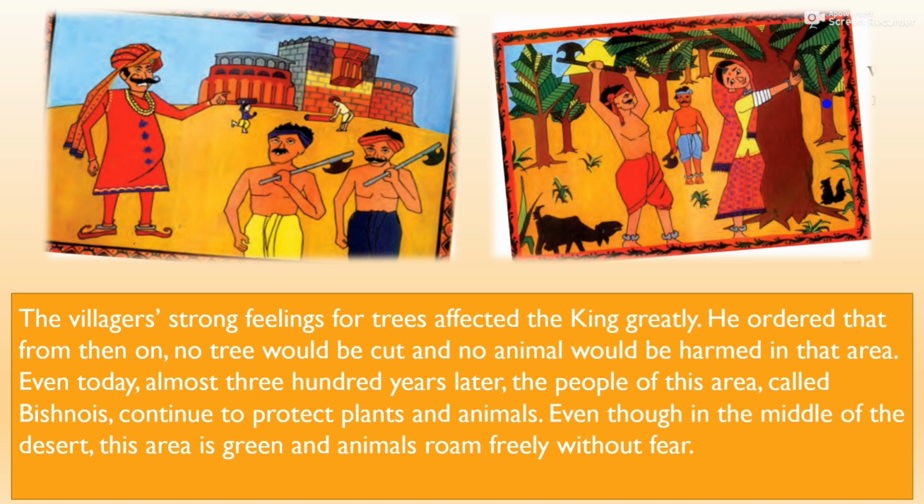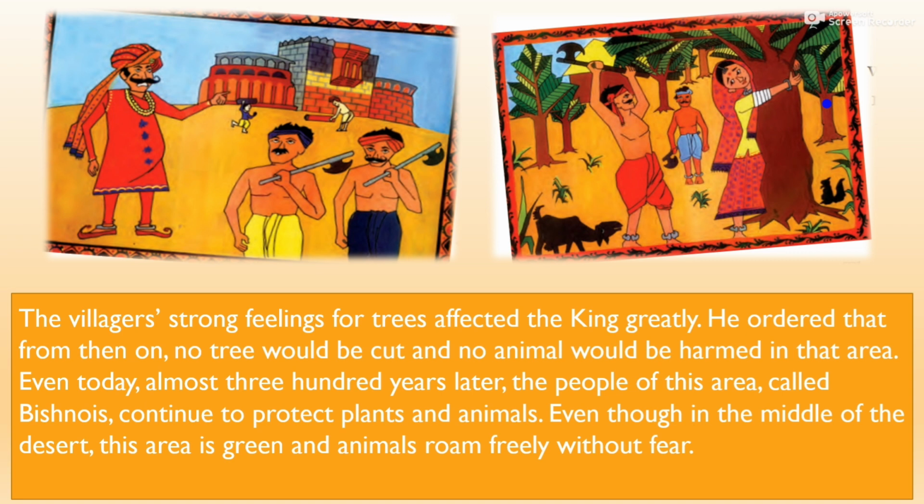Even today, almost 300 years later, the people of this area, called Bishnois, continue to protect plants and animals. So not only 300 years ago, nowadays also you can go there and you can see that in Khejrali village, people don't hunt animals and birds, and people don't cut trees.